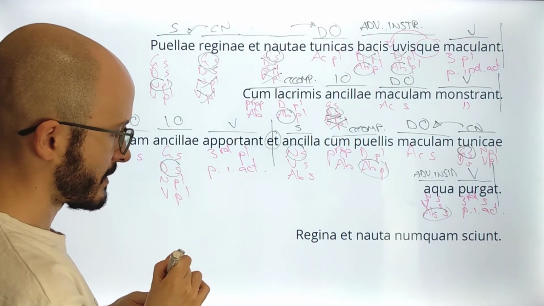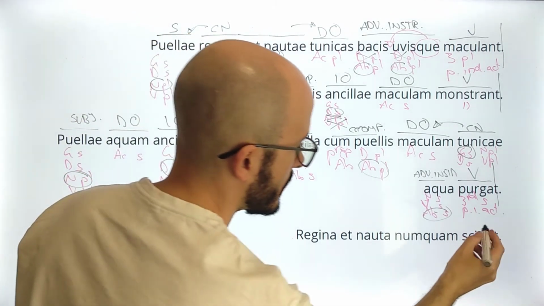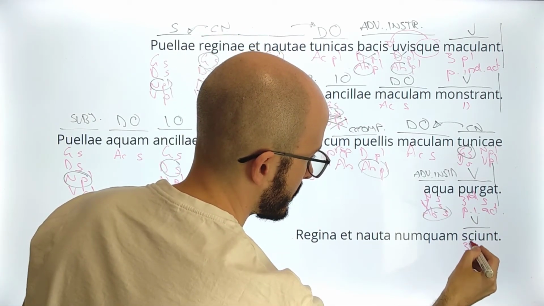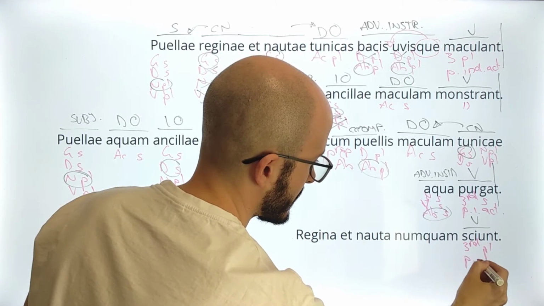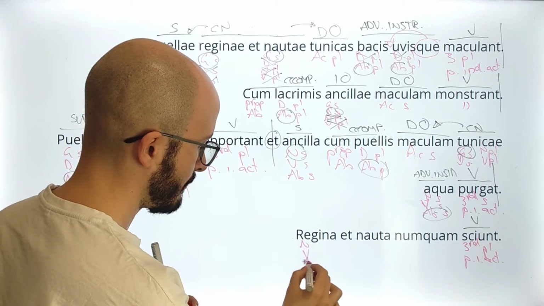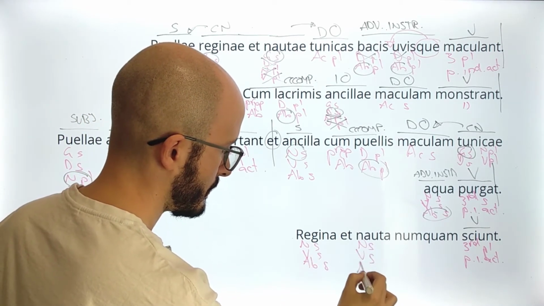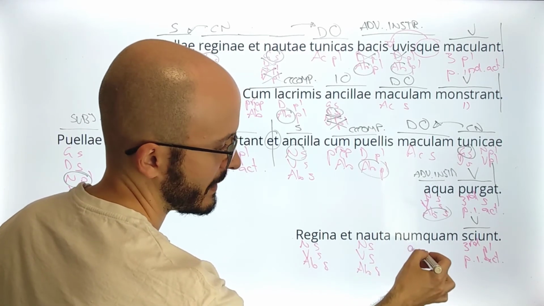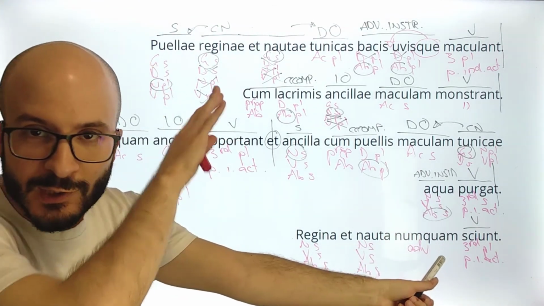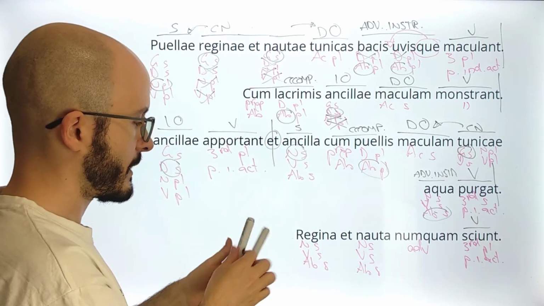And the last sentence, Regina et nauta numquam sciunt. So here we have the verb, third person plural, present, indicative, active. And here we have nominative, vocative, ablative, singular, singular, singular. The same here. And numquam is just an adverb, so adverbs don't change. Even if it looks like it's accusative, it's just a coincidence, okay?